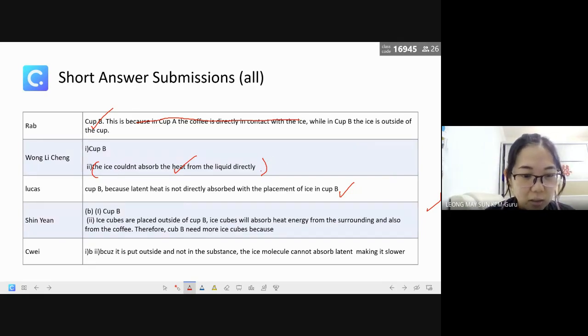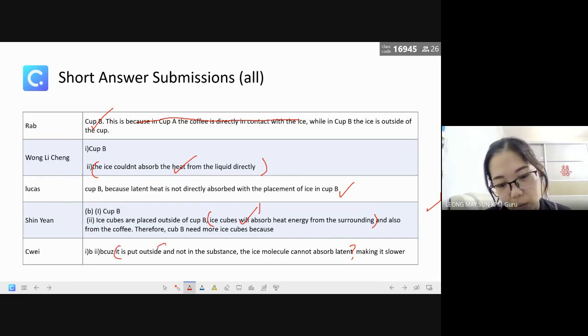Xin Yan says ice cubes are placed outside of cup B. Ice cube will absorb heat energy from the surrounding. What I will do is I will bracket this and I will just tick here only, and then I won't read anything else. Okay? Chongwei says B, because it's outside and not in the substance, ice molecules cannot absorb latent heat, making it slower. But then because it's put outside and not in the substance, Chongwei, your answer will have a question mark. You see, you have to write everything in the question. In SPM, you have no option to explain your answer.